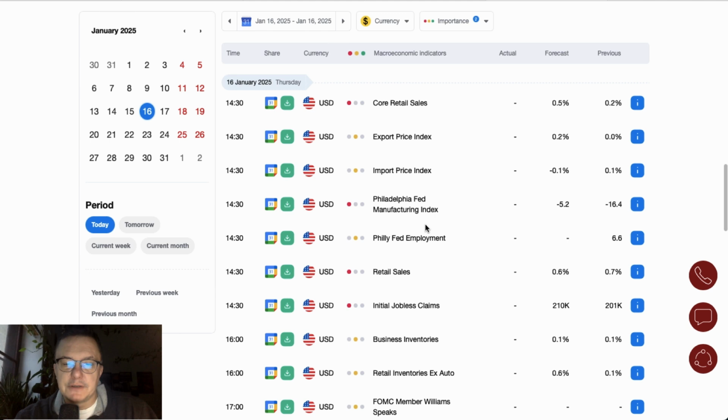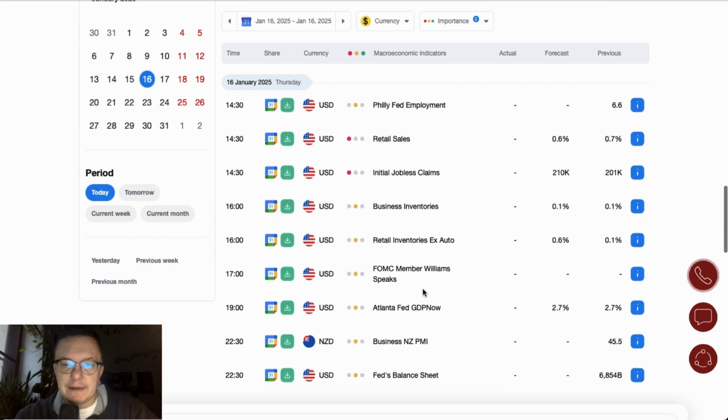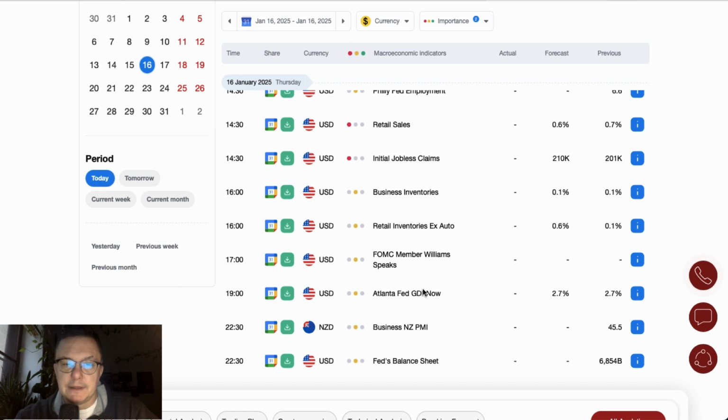Then we have the major events of today: initial jobless claims, retail sales and core retail sales, together with the Philadelphia Fed manufacturing index. All of this data is a bunch of mixed results. Some of them are expected to improve, like initial jobless claims. Some of them are expected to decrease, like retail sales or core retail sales. So a mixed bag of data is scheduled for release at 2:30.